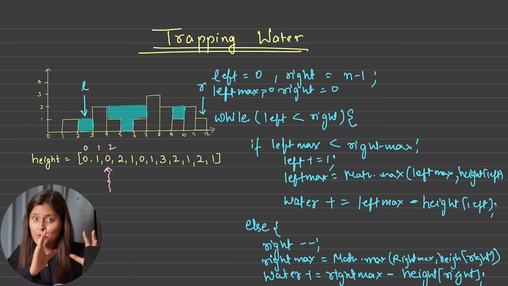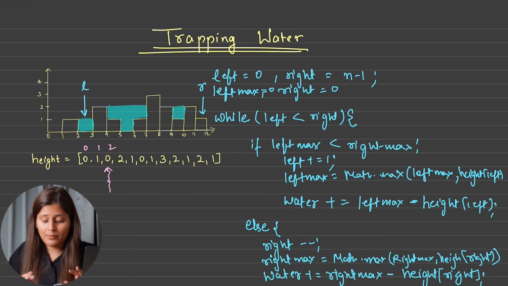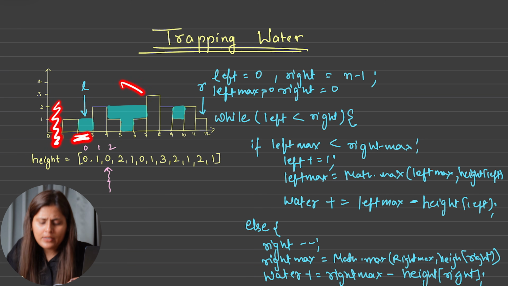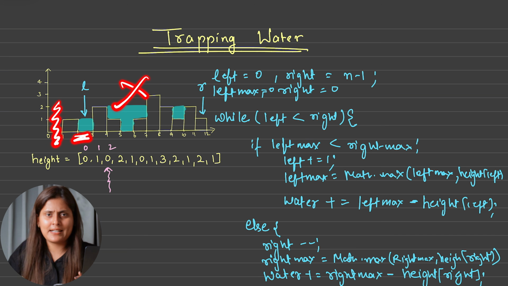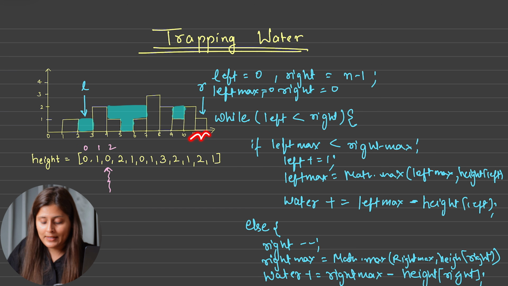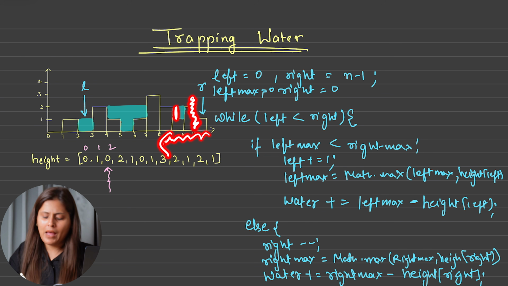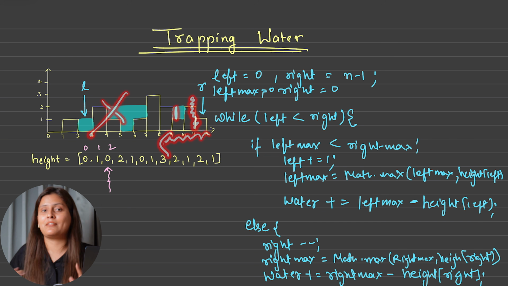And the block we are choosing to calculate our left maximum is nothing but whatever left maximum we have encountered till now, and in this case we don't need whatever is present towards the right side. Similarly, when we are moving and calculating water for this, we are only worrying about the right maximum and we have nothing to do with the left maximum till now.